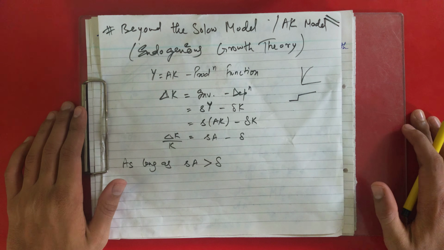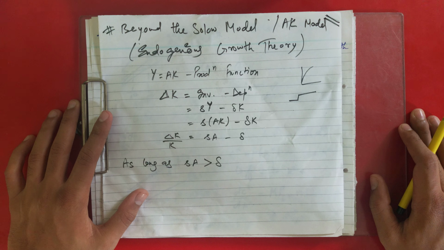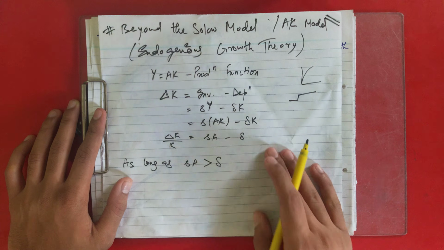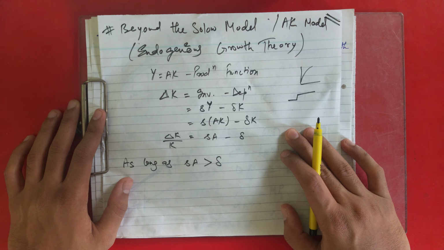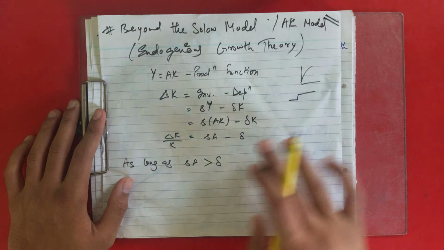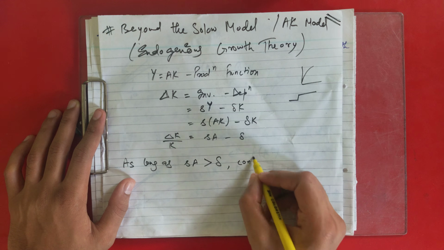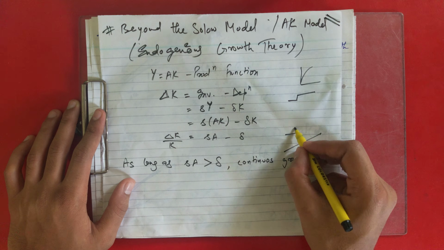Therefore, you can see that a simple change in the production function has changed the prediction about economic growth. As you already studied in the Solow model, saving led to growth, but it was only temporary, and diminishing returns to capital eventually force the economy back to its steady state. But in contrast, in the endogenous growth model which we are studying now, saving and investment can lead to continuous growth. As long as this is greater than this, it will be positive, and it means that there will be continuous growth. So there can be a growth effect, not a level effect.